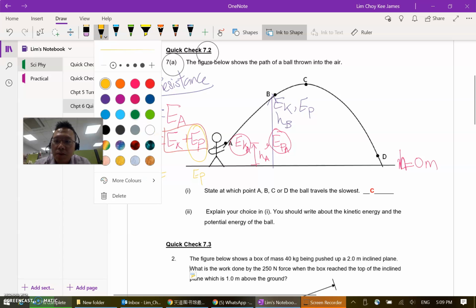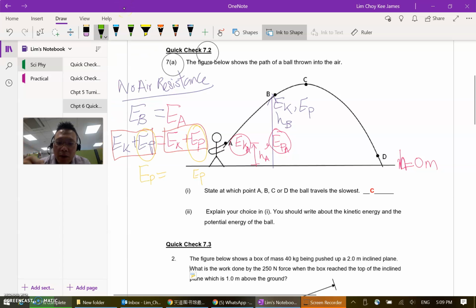As for kinetic energy, when the ball leaves the hand at point A, it possesses a certain amount of energy. So the kinetic energy at point A will be the highest, as compared to the other points. When it goes up, as it gets higher and higher, the velocity of the ball, the speed of the ball, decreases.